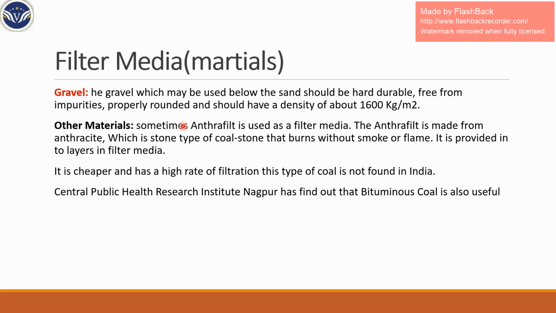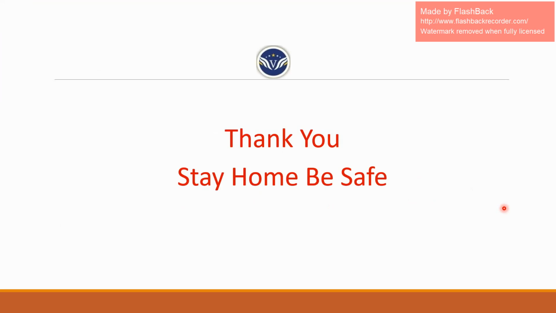Sometimes anthracite is used as a filter media. What is that? It is a type of coal stone. It doesn't produce smoke or flame when it is burnt. It can also be used as a filter media. It is cheap and has a high rate of filtration. But this type of coal is not found in India. As per the Central Public Health Research Institute, Nagpur, it has been found that bitumen can also be used as filter media. So this was all about the slow sand filter.